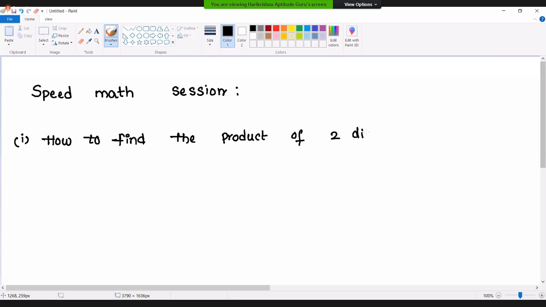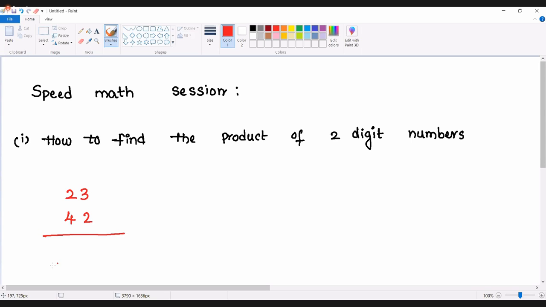2-digit numbers. How to find out the product of 2-digit numbers. That is the first thing which we have discussed. So I'm going with a simple explanation of that with a simple example. Whenever we are trying to find out the product of any two numbers, for example, I have 23, I just need to multiply with 42. 23 into 42, what is the resultant of the product of these numbers?